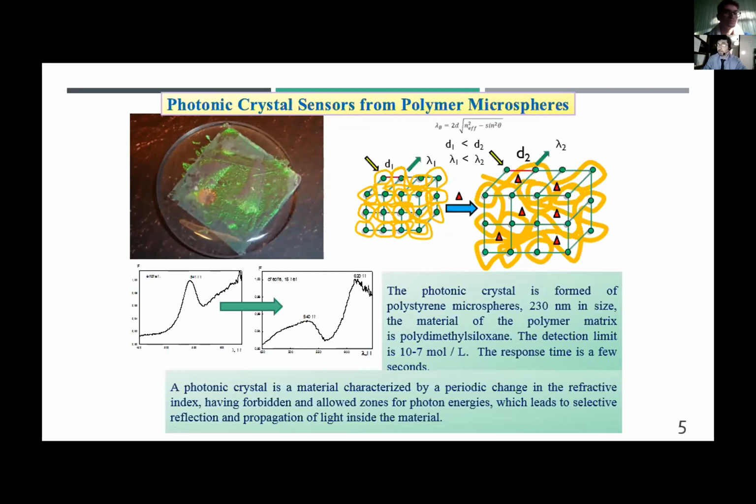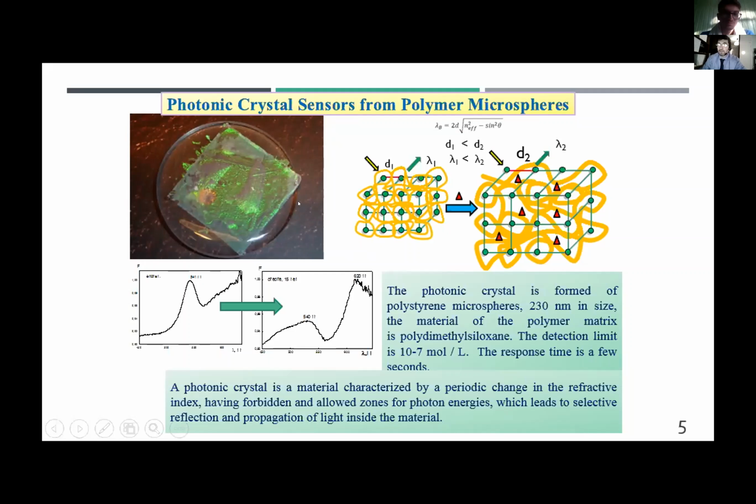Here, one moment please. Here we see the reflected radiation from the photonic crystal. If you put some substance on the surface of the photonic crystal, we can see the spectral shift of the reflected radiation from the surface of the photonic crystal. Here we see the spectral shift of the reflected radiation, and here we can see the reason why the spectral shift has happened.